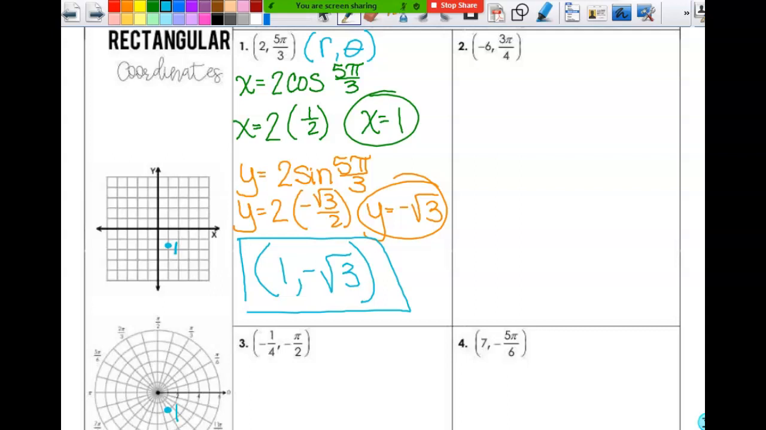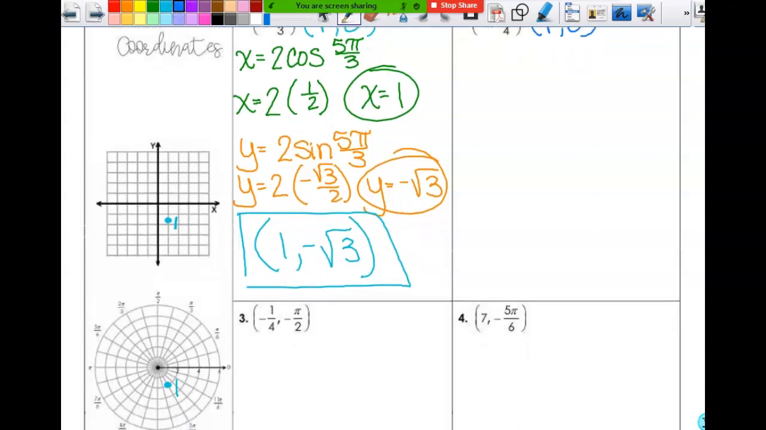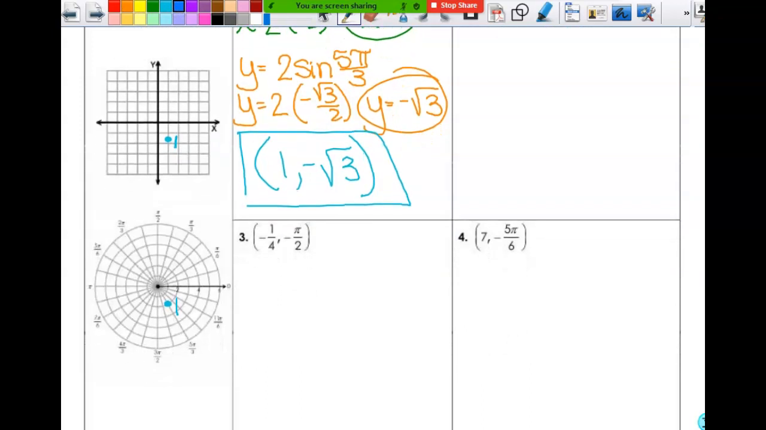All right, so let's look at number 2. This again is in r theta, and I need to get it into xy. So let's go ahead and plot this one. This is 3 pi fourths, negative 6, 3 pi fourths. So I'm going to go to 3 pi fourths, which is right here. The radius is negative 6. I pass through the pole. Here's where number 2 is.